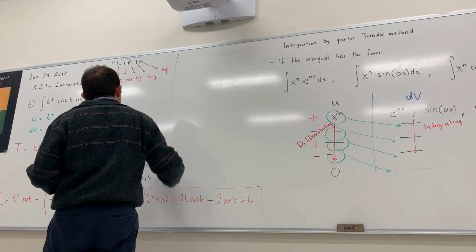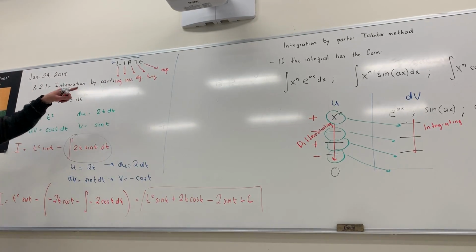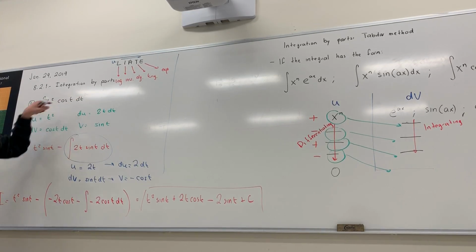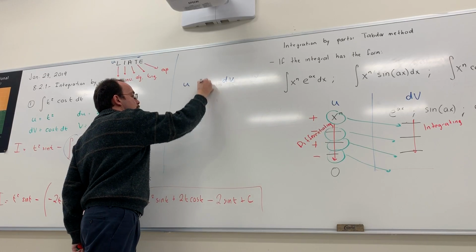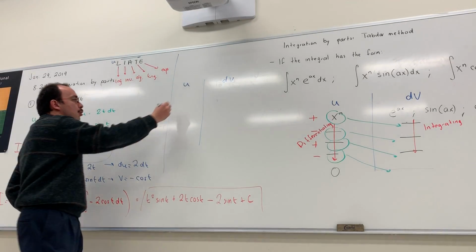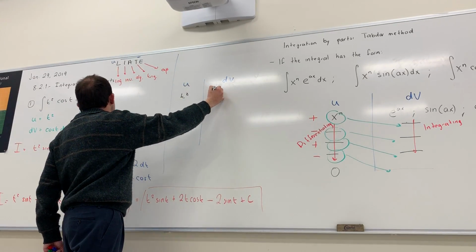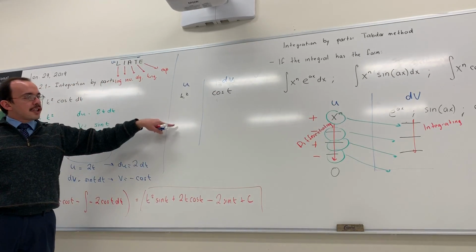For example, the same example, this one. But using this method, see what happens. You have this one, has the same shape as that, polynomial, trigonometric. So, for example, I need a U and dV. Which one would be my U? T squared. dV. Cosine. So, start differentiating.